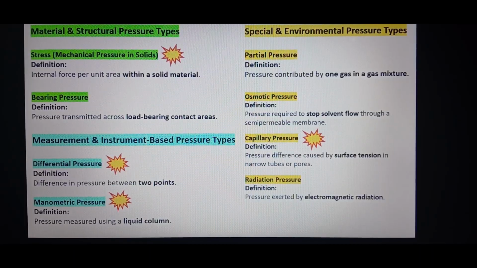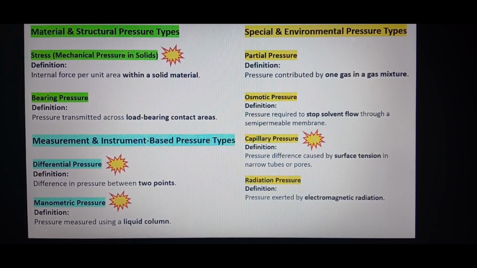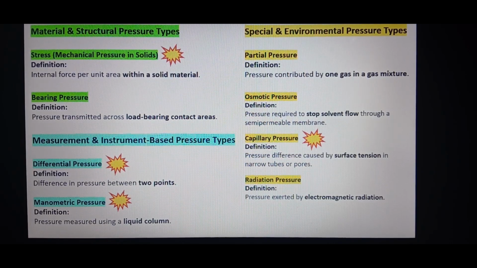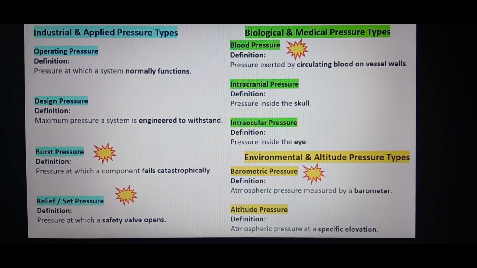It's like a medical term, I would imagine, and radiation pressure. Industrial and applied pressure types, operating pressure, design pressure, burst pressure.